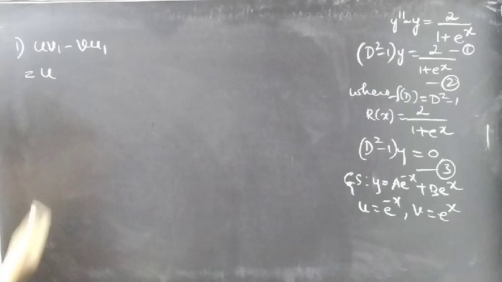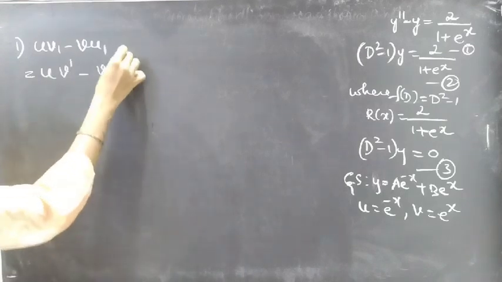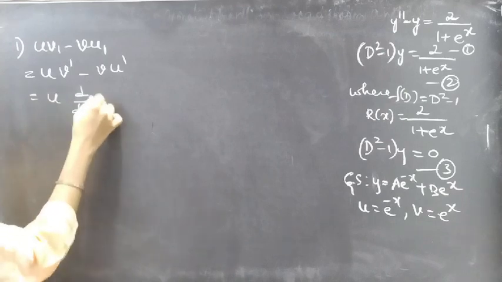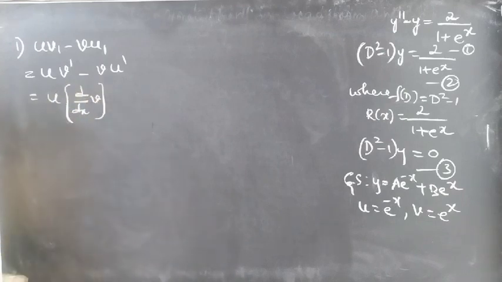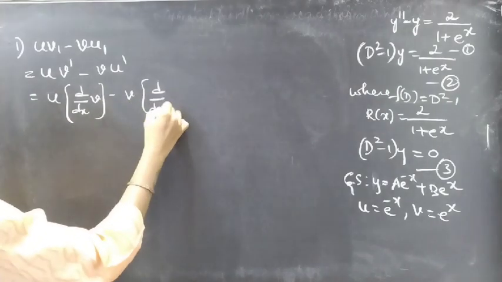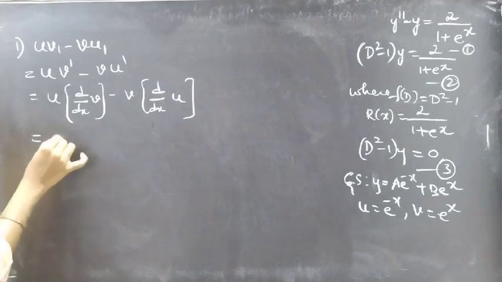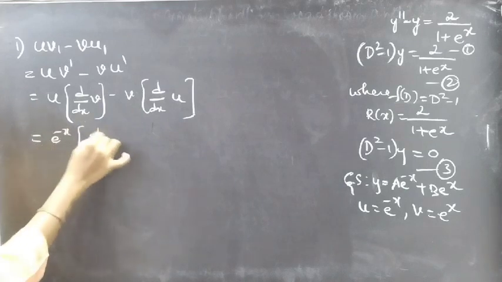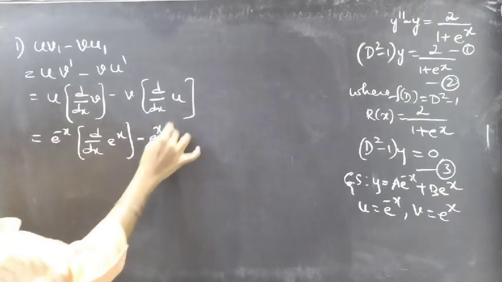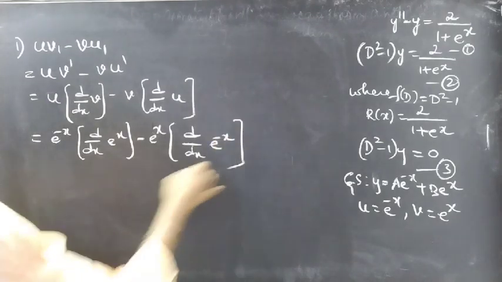Here v1 is nothing but the derivative of v, or v dash, and u1 is nothing but the derivative of u, or we can write it as u into the derivative of v with respect to x, since u and v are functions of x, minus v into the derivative of u with respect to x. This is equal to u, which is e power minus x, into the derivative of v with respect to x, minus v into the derivative of u with respect to x.